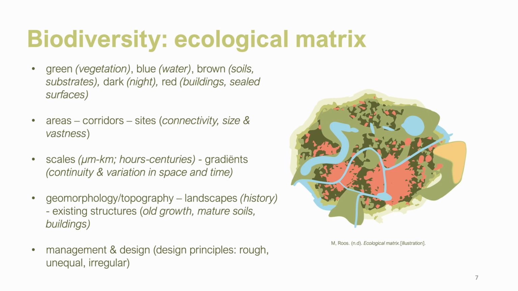We have to think at different scales and also along gradients. And the city does not only function by itself, but it is positioned in a geomorphological context and has a certain topography which we can use and which we can build upon. And especially we have to think along the principles that biodiversity needs habitat diversity, rough and equal irregular surfaces, substrates and environments.